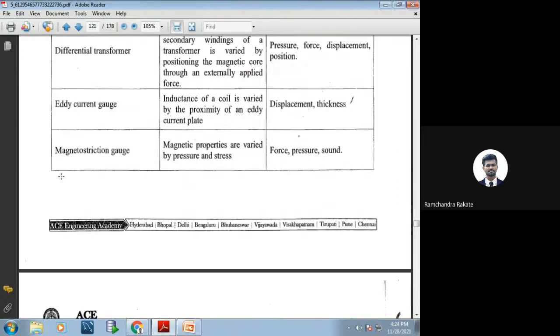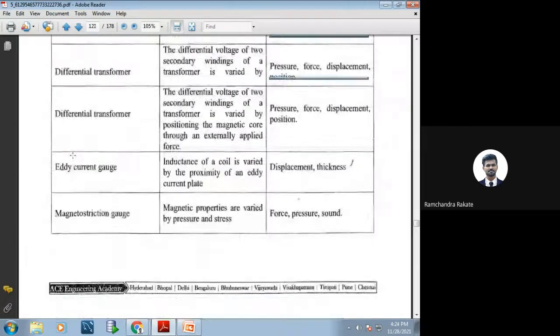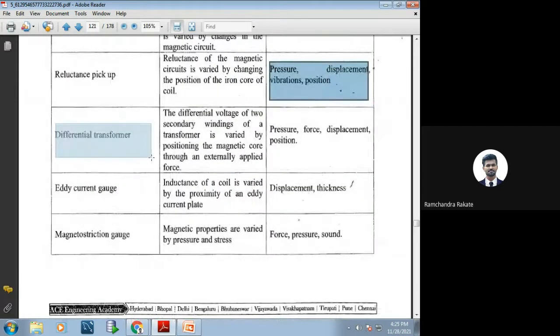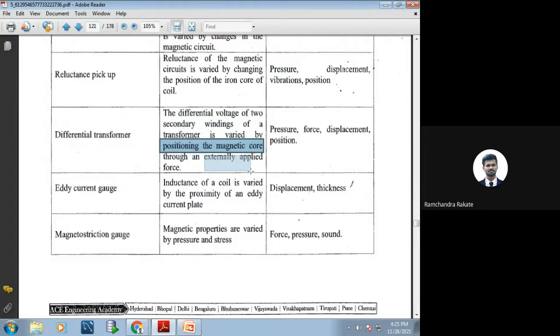Then we have the differential transformer. We use this working principle for pressure, force and displacement. The working principle is that the differential voltage of two secondary windings of a transformer is varied by positioning the magnetic core through an externally applied force. And it is useful for pressure, force, displacement, position.